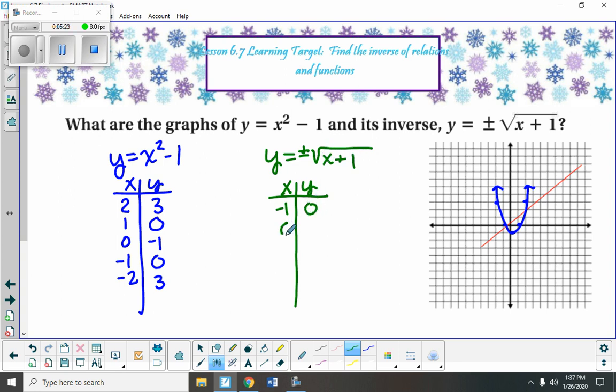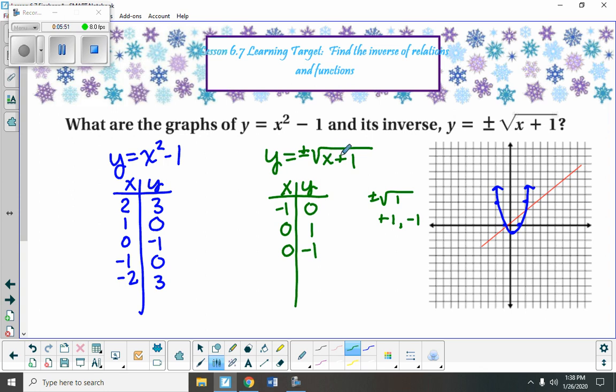Now let's substitute in a 0. So we would have plus or minus the square root of 0 plus 1. So actually the output would be +1 and -1. So when you input 0, you can get two different answers, which tells me right there that this is not a function. Now I'm going to substitute in another number. I could plug in anything. I could plug in 1, but then I'd have the square root of 2, which is a decimal.